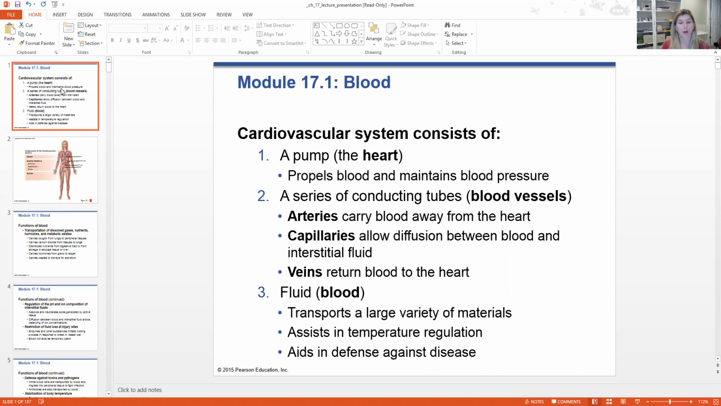And then the fluid part of our cardiovascular system, which is the blood itself. That's what this chapter is based on. This has a wide variety of materials in it. We're going to talk about those. It has a huge role in temperature regulation for our entire body, as well as aiding in defense against disease. So there's an immune component to our blood also. And there's a whole other chapter dedicated to our immune system as well.